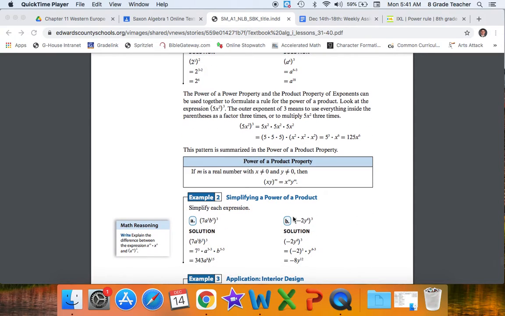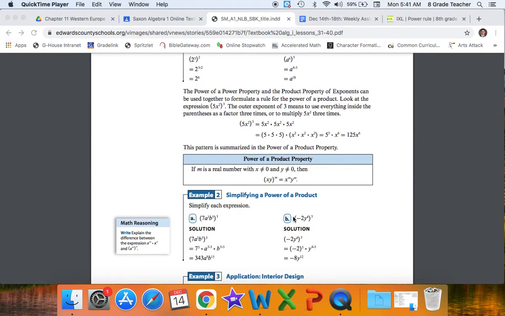Now the power of a power property and the product property of exponents can be used together to formulate the rule of the power of a product. Look at the expression 5x squared, to the third. The outer exponent of 3 means everything inside the parentheses is factored 3 times. So it's like the distributive property but with the power.